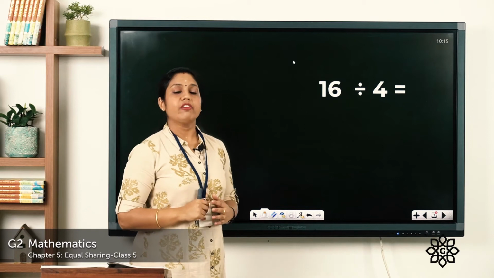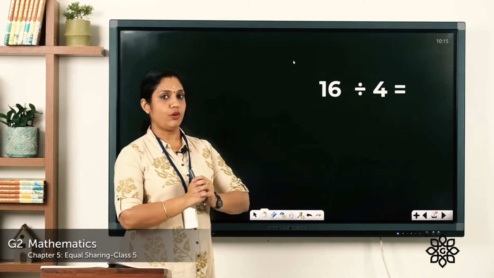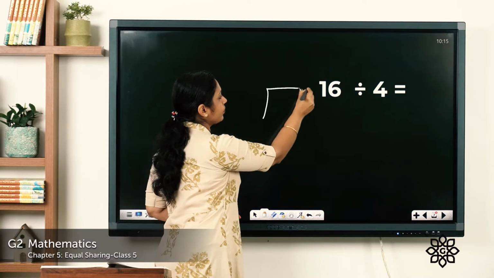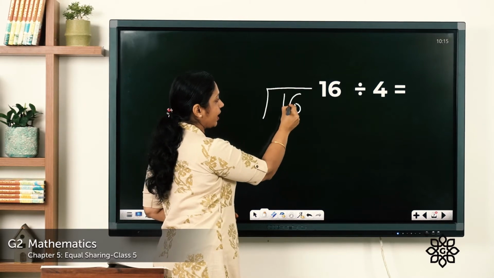Let's do another one. Here we have 16 divided by 4. So first let's draw the line and write the dividend here inside the line.